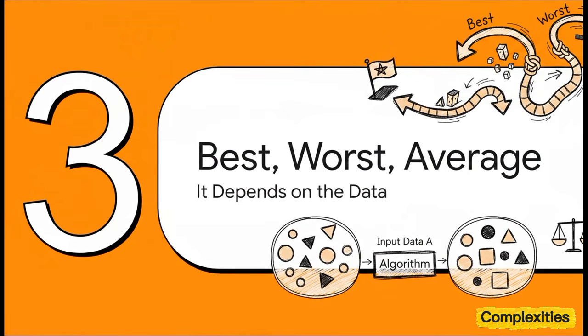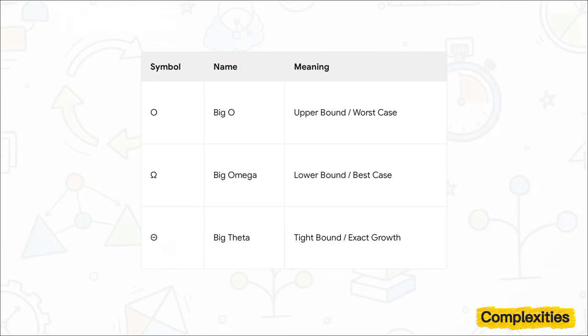All right, let's add a little bit of nuance here. The very same algorithm can actually perform differently depending on the specific data you feed it. And this brings us to the really useful concepts of best, worst, and average case performance. And here's the formal language for that. Now, you've probably heard me say big O a lot. And while people often use it as a general term, it technically refers to the worst case scenario, an upper bound on performance. For the best case scenario, we use big omega. And when the best and worst cases are actually the same, we can use big theta to give a really precise description, a tight bound.